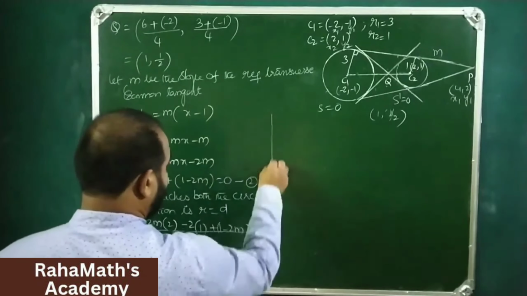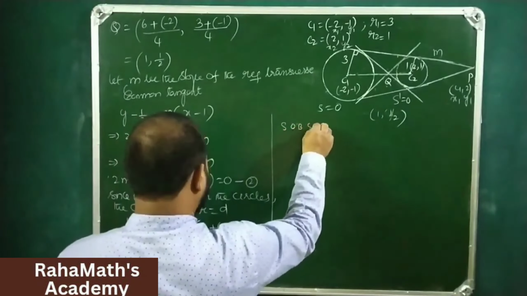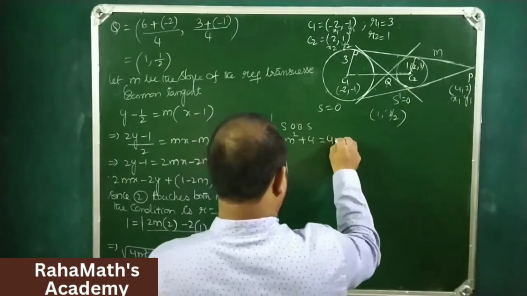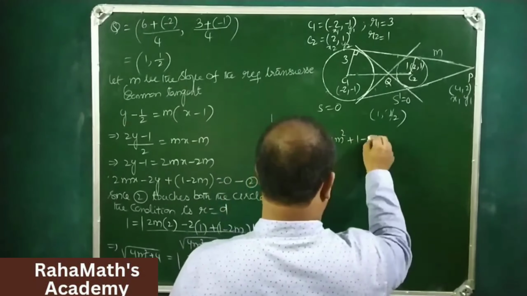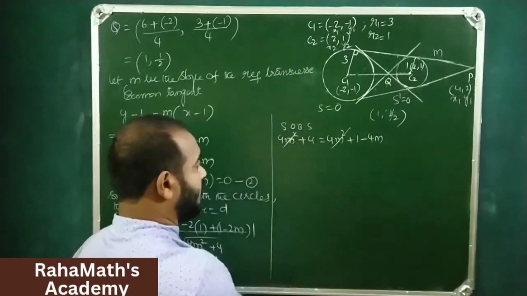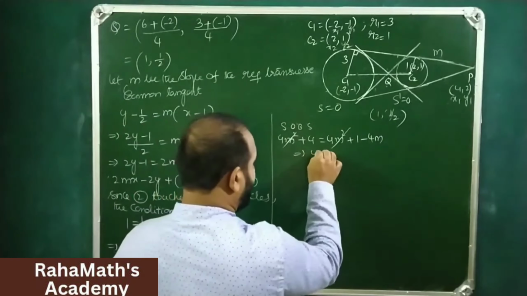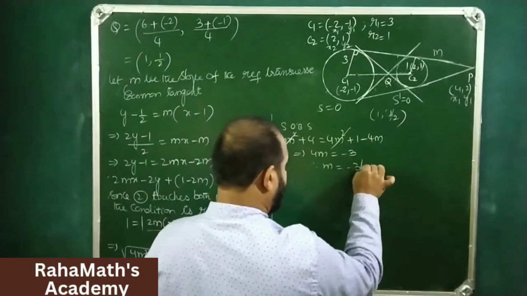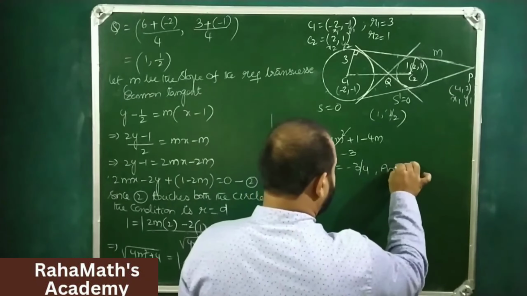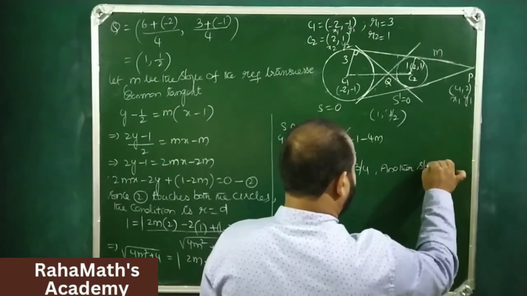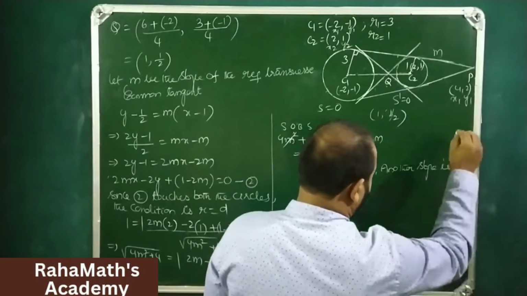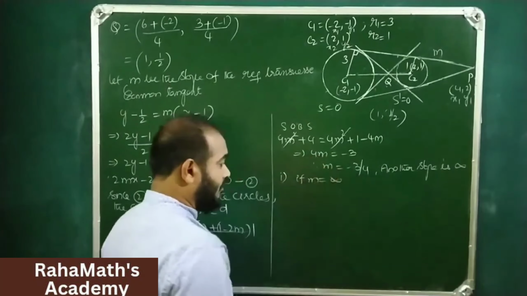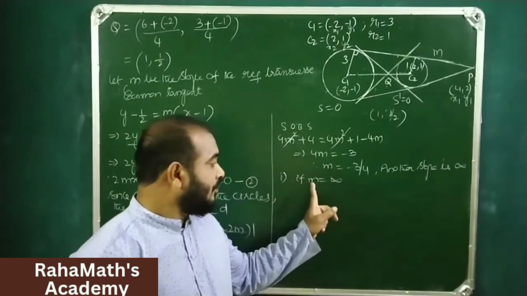So squaring on both sides, 4m square plus 4 is equal to 4m square plus 1 minus 4m. 4m square gets cancelled. So 4m is equal to 1 minus 4, minus 3. Therefore m equals minus 3 by 4. So another slope is how much? Infinity.